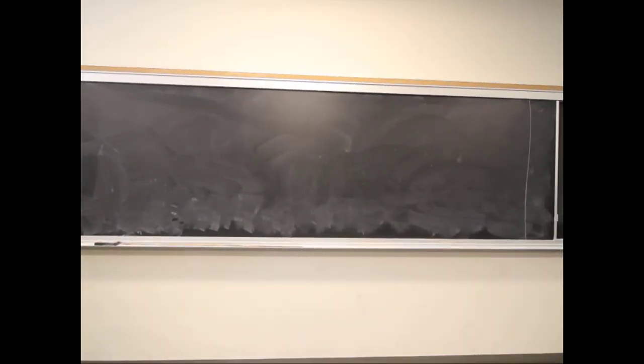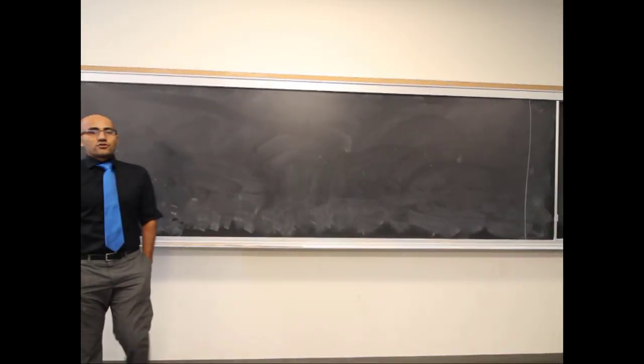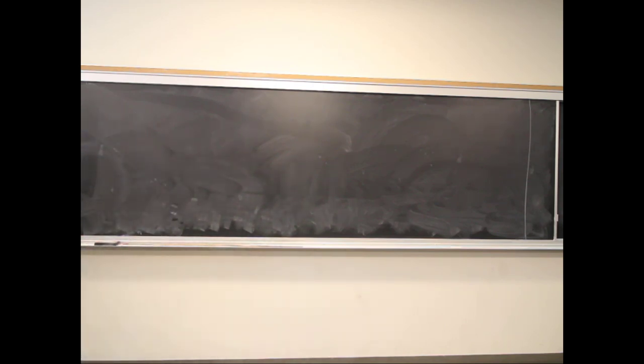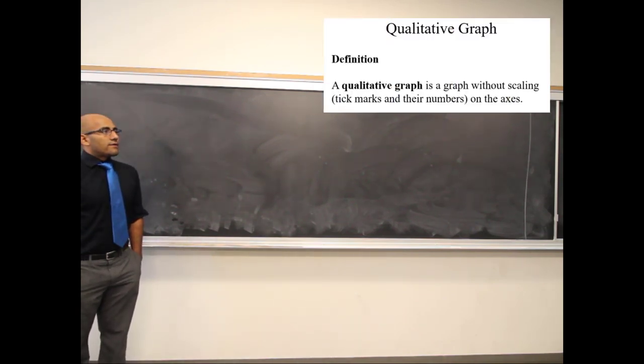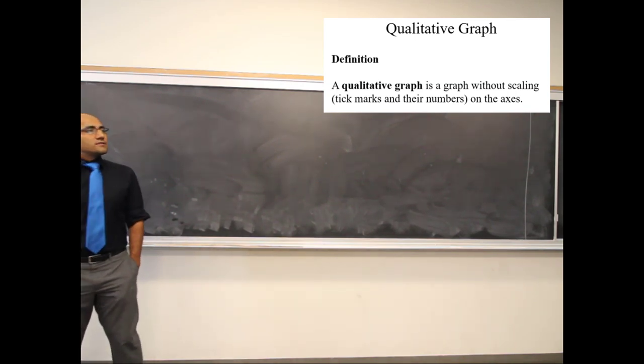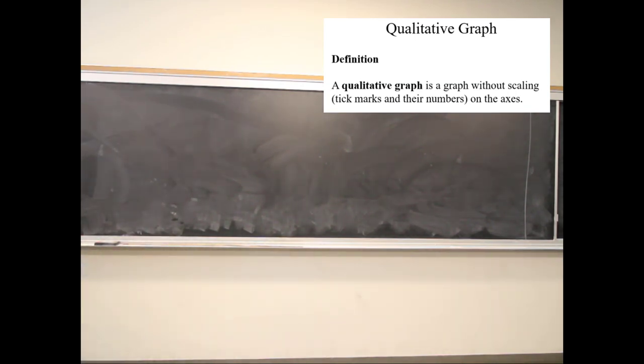Qualitative graphs to describe situations. So what's a qualitative graph? A qualitative graph is a graph without scaling or tick marks, and without numbers on the axis.